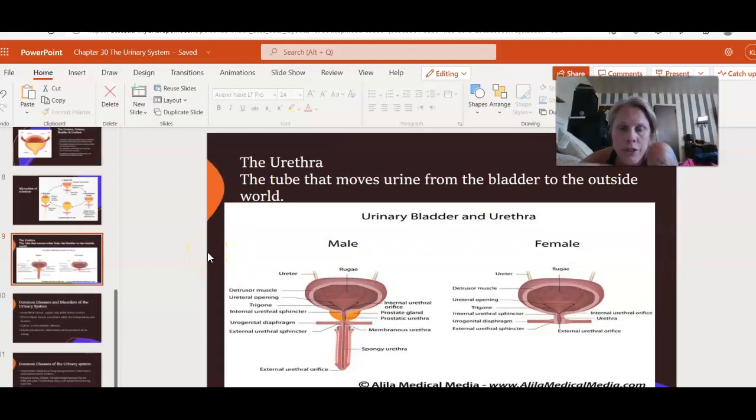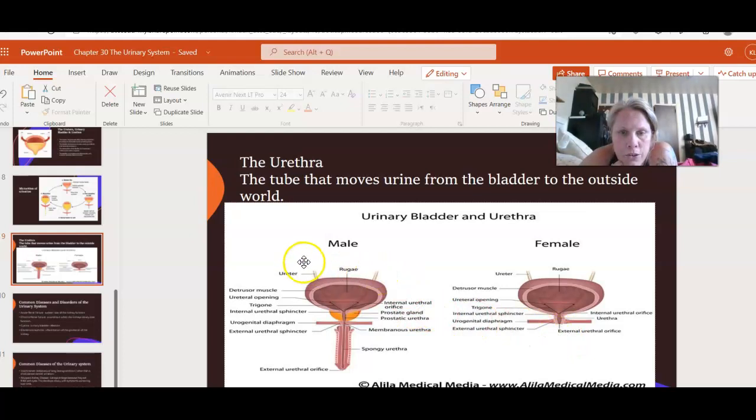And then your urethra, that's actually the tube that moves the urine from the bladder to the outside world. It looks a little bit different in males and females. If you see on the female over here, you have your ureters, and then the detrusor muscle of the bladder. You have your trigone right here, your internal urinary sphincter, and then your external urinary sphincter.